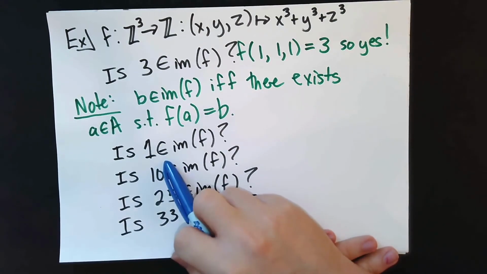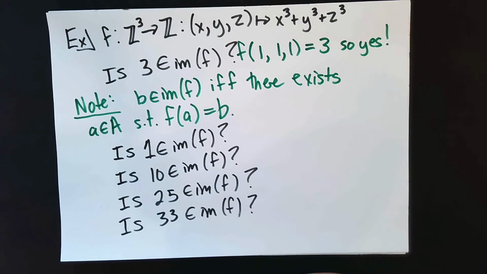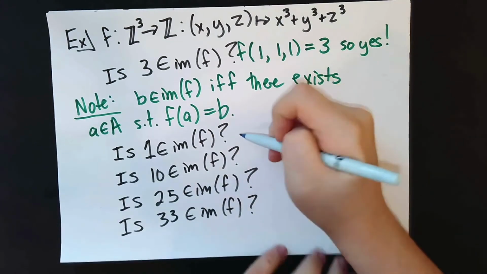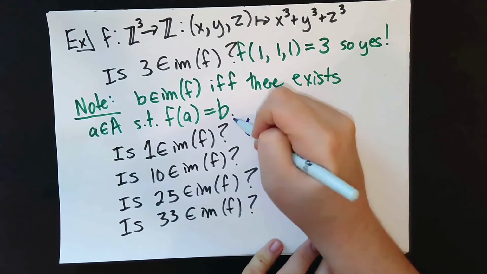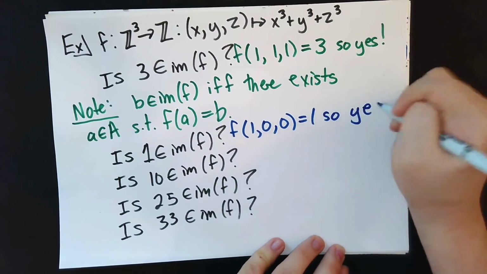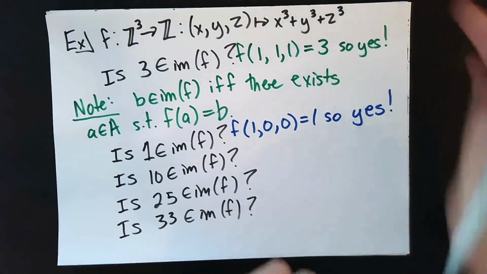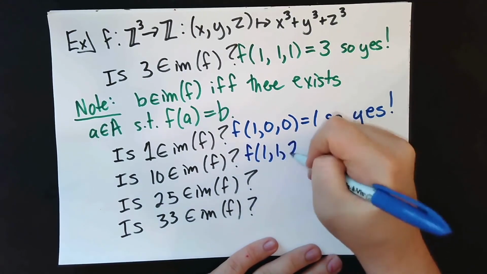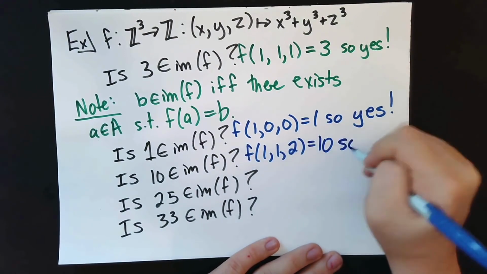Is 1 somehow in the image of this function? And the answer here is definitely yes. And so I could take, for example, f of 1, 0, 0. What about 10? Well, yeah, 1 cubed plus 1 cubed plus 2 cubed, that would be 10. So yes.